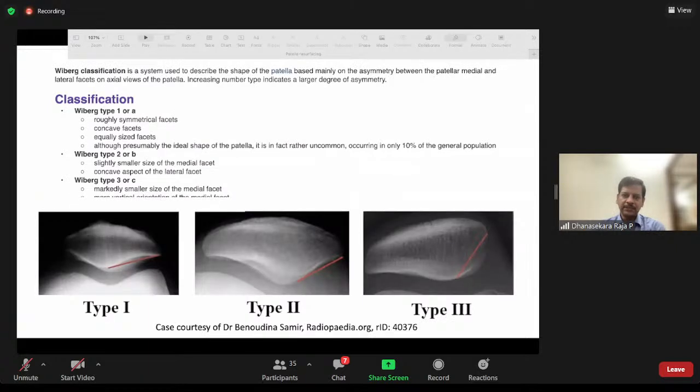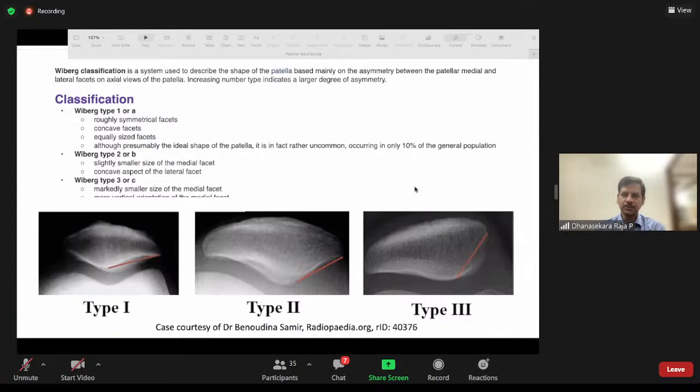And coming to the different shapes of the patella, there are basically 3 types of patella. This is classified by Wiberg. It's called Wiberg's anatomical classification. It's type 1, type 2, and type 3. Type 1 is roughly symmetrical facets. Both medial and lateral facets are symmetrical. Type 2 is a smaller medial facet and longer lateral facet. Type 3 is a very small medial facet and a majority of the patellar articulation on the lateral facet.